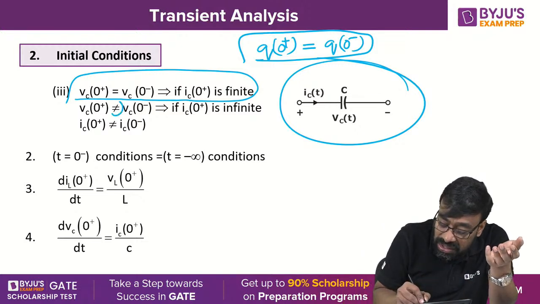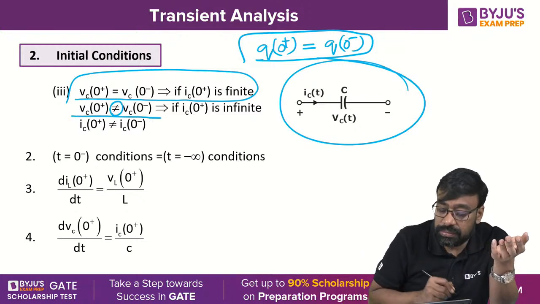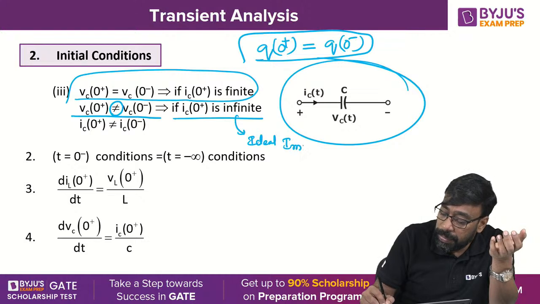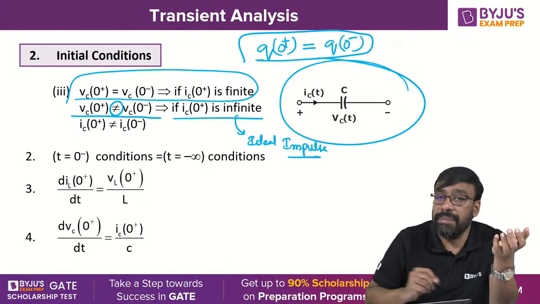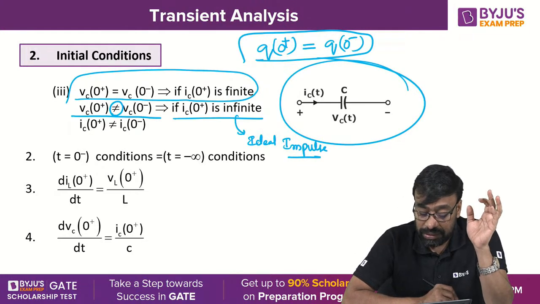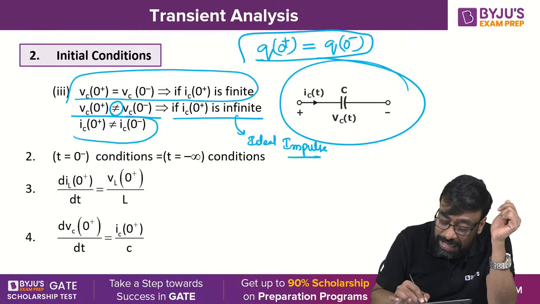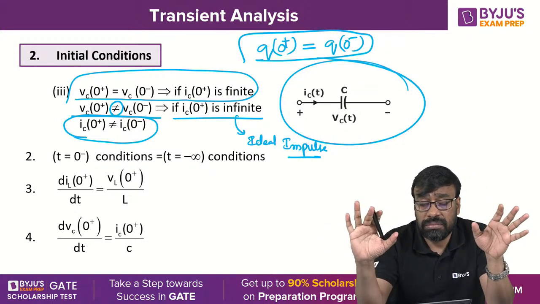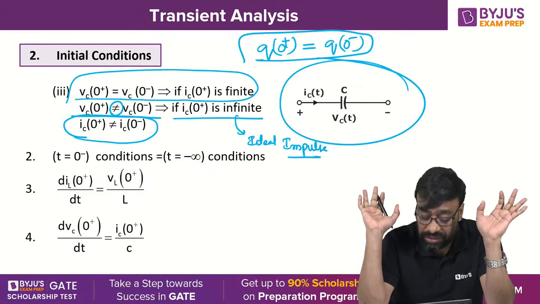May change means not equal. If it is infinite, nothing but what? Ideal impulse. Is it clear, all of you? But the current through the capacitor may change instantaneously irrespective of the voltage across it. Current through the capacitor may change instantaneously. Got it, all of you?